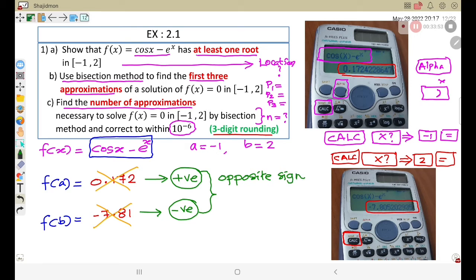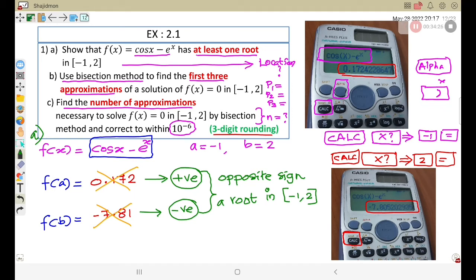If we are getting opposite sign, what is the conclusion? We can write there is a root in between the numbers minus 1 and 2. Very simply you can write like this. I hope you understood the first part of the question, correct? This is the A part of the question. How can we check whether the location is correct or not? Should be opposite sign. If you are getting opposite sign, there is a root in between minus 1 and 2. Now I am going to the B part of the question.